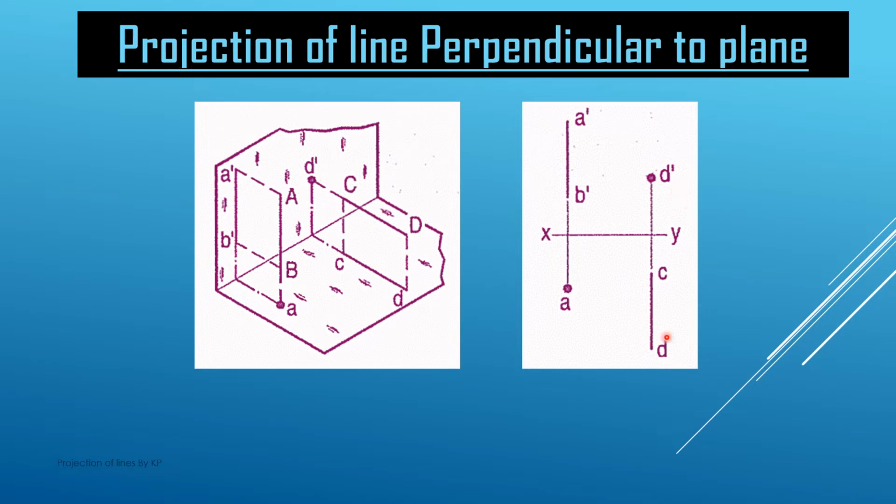If we see on the 2D, this is the XY line which represents the intersection of both the planes, and A dash B dash is the projection on the VP, and a is the projection of this line AB on the HP. Similarly, here D dash is the projection of the line on the VP, and CD is the projection of the line on the HP basically. This is the case when the lines are perpendicular to any of the planes. It may be HP or VP.